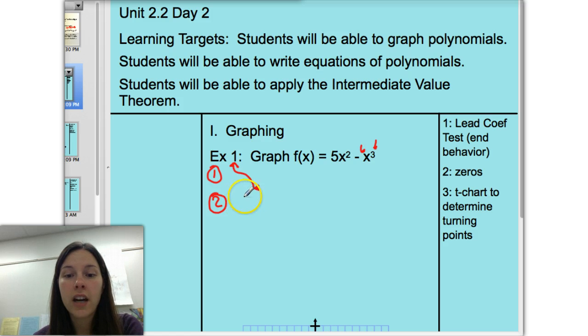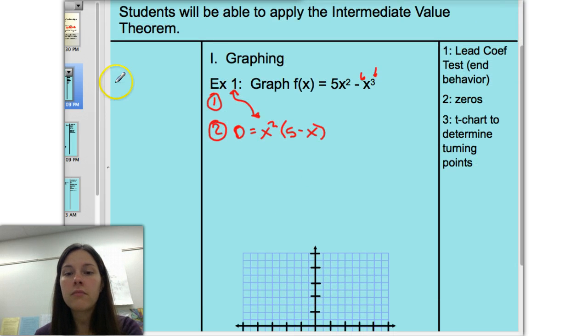So we're going to factor our function. Actually, we're going to substitute 0 for f of x, and then I'm going to factor out the x squared. So that'll leave us with 5 minus x. Now notice this term right here has an even power, so that means this 0 is repeated, which means it will be a turning point of the graph. So to find the zeros, I'm going to set each piece equal to 0. This is our zero product property, and solve for x.